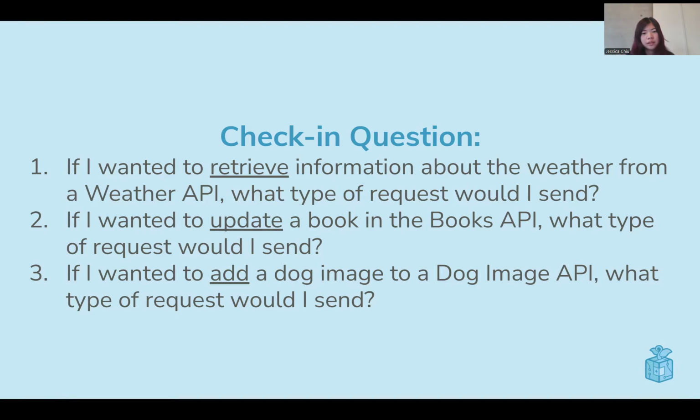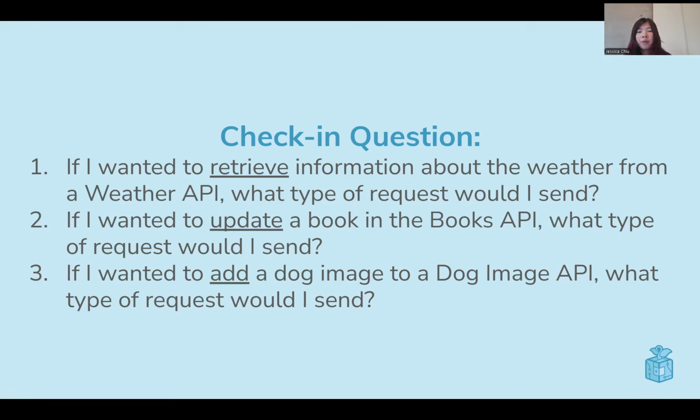Okay, number one, if I want to retrieve information about the weather from a weather API, what type of request would I send? Well, I hope you said the answer GET, because we're retrieving information. Okay, number two, if I want to update a book in the Books API, what type of request would I send? The answer would be PUT, because that updates a value in your database.